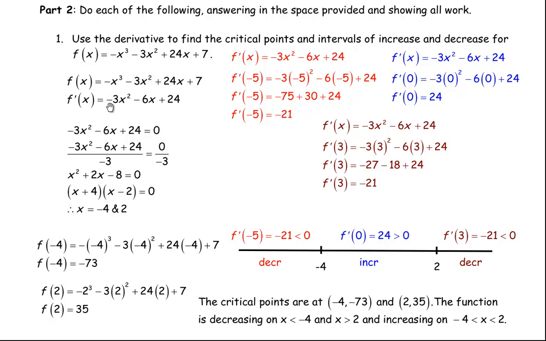The 3 comes down and becomes negative 3x squared. Remember, you subtract 1 from the exponent to make that 2. The 2 comes down and multiplies by negative 3 to make it negative 6. Decrease the exponent by 1 to make it x to the 1. And 24x's derivative would be 24.